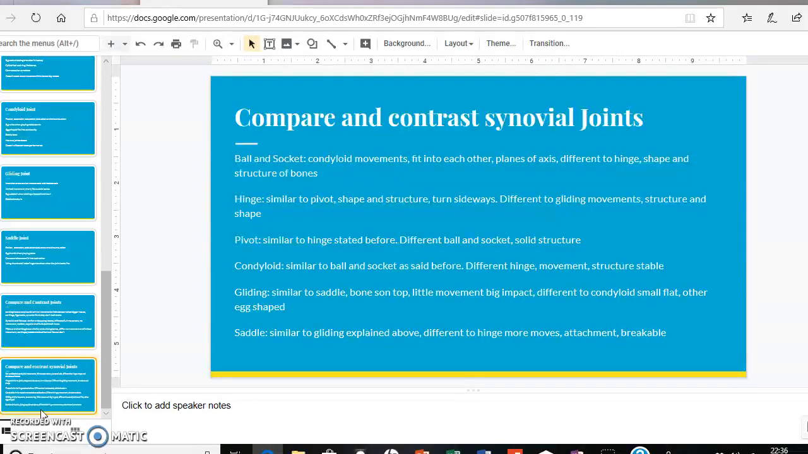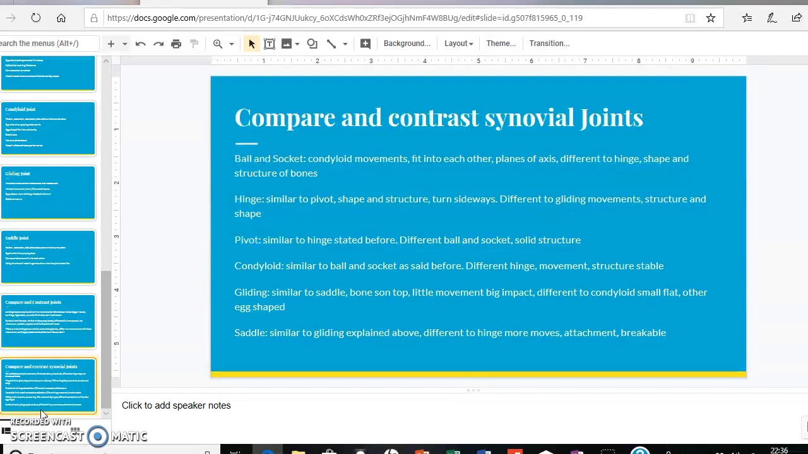The hinge joint is different to a gliding joint because the bones at this joint are short bones gliding over the top of each other, so their shape and structure is different. Also, the movements that they allow are very different because the hinge allows flexion and extension, whereas gliding joints allow inversion and eversion. Pivot is similar to a hinge joint because of the reason stated before.